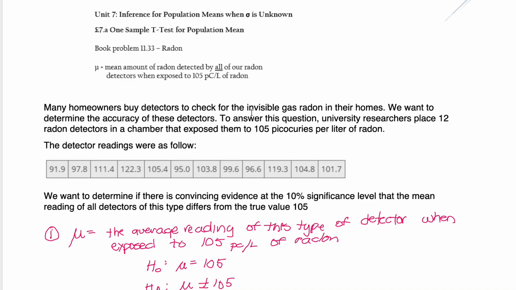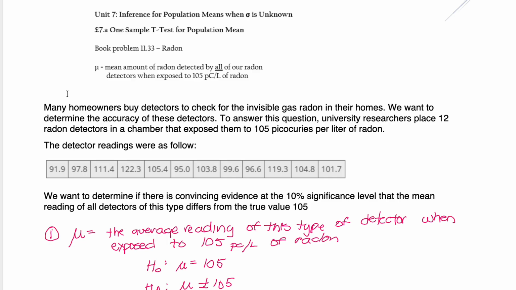If you have that book in your hand, feel free to open it up and do it for yourself, but I just copied and pasted the original question right here, so no difference. The mu right here is the mean amount of radon detected by all of our radon detectors when exposed to 105 pCi per liter of radon. This is already provided by the question.